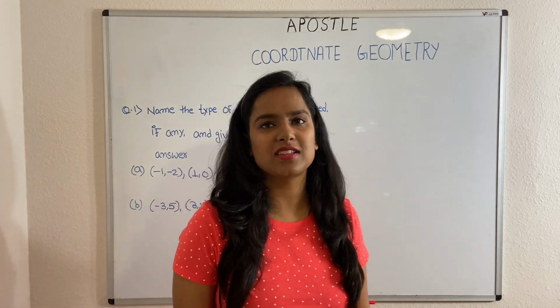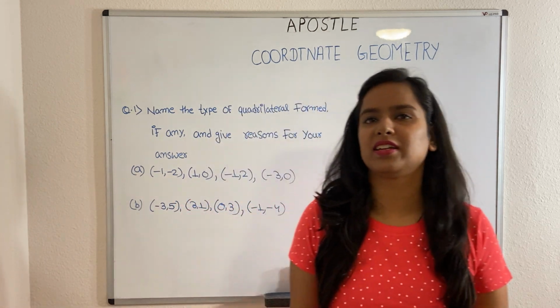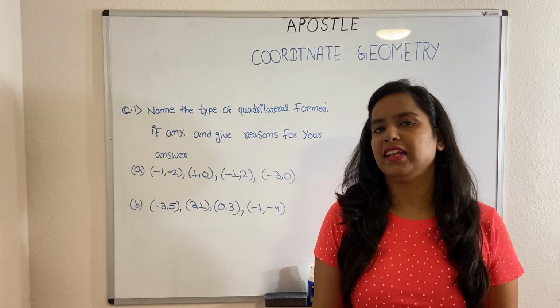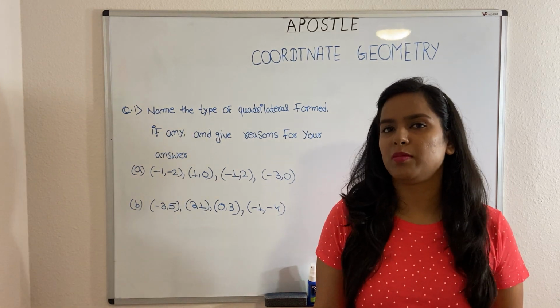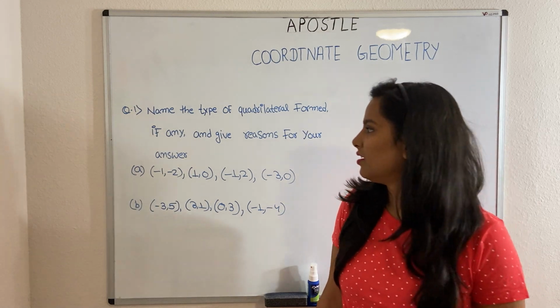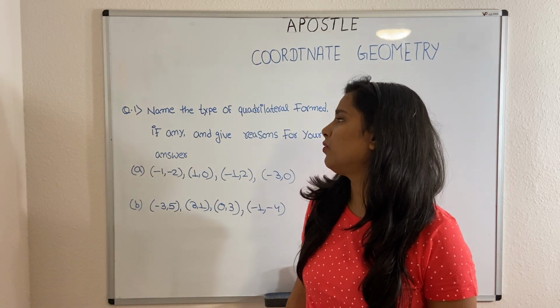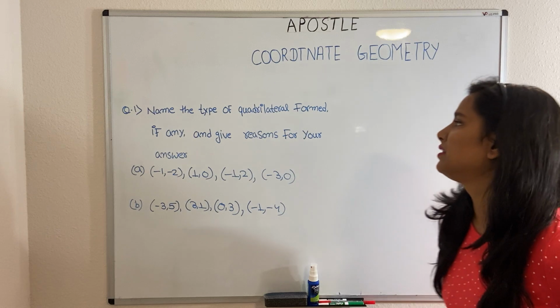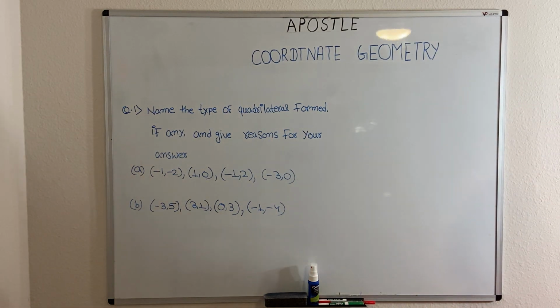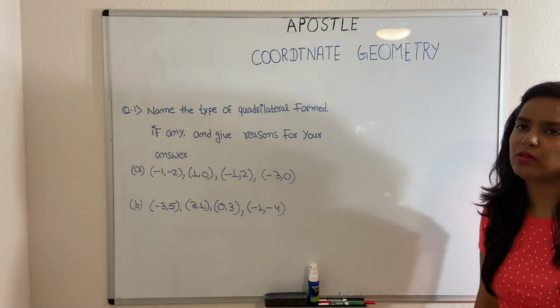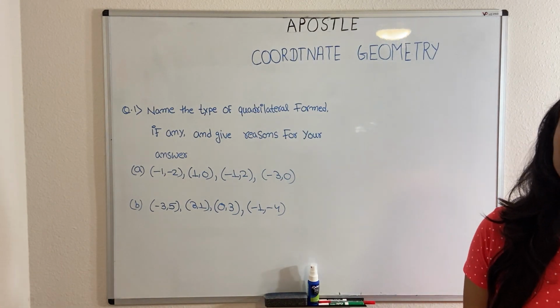In the previous class we discussed some problems related to the distance formula, and in this class also we are going to solve some different problems related to the distance formula. So first of all, our question is: name the type of quadrilateral formed, if any, and give reason for your answer. We have to tell which type of quadrilateral is formed.